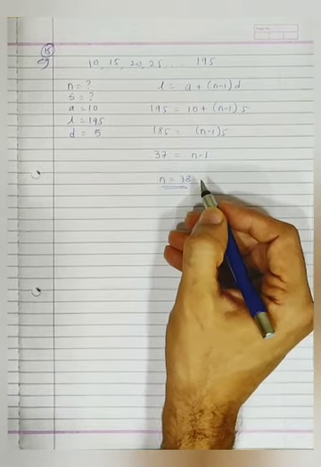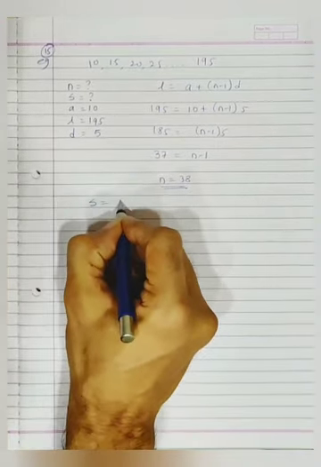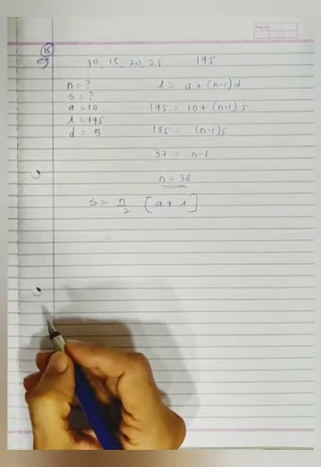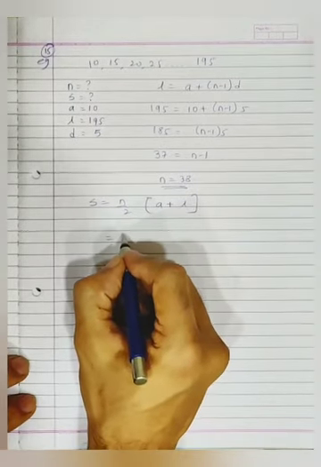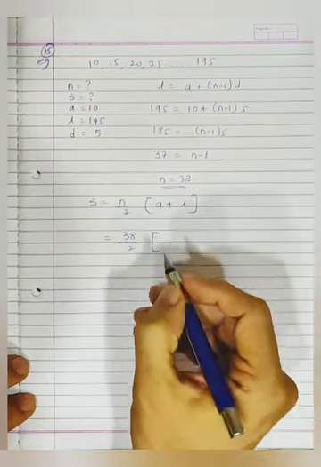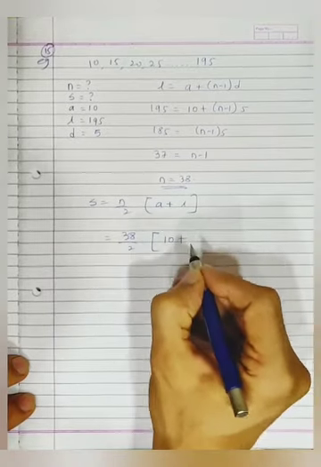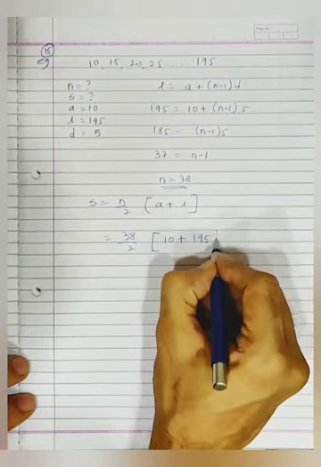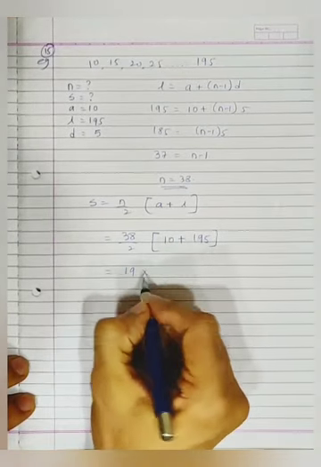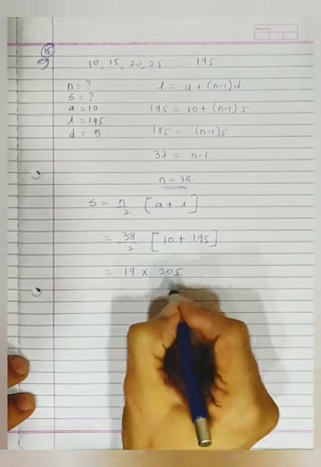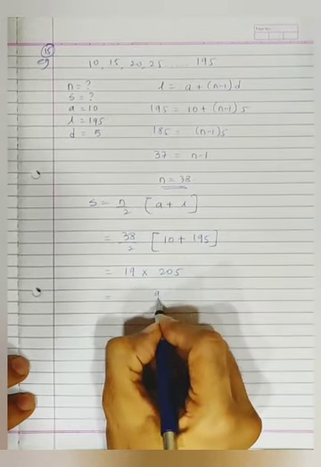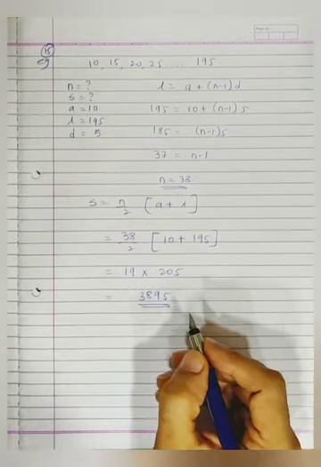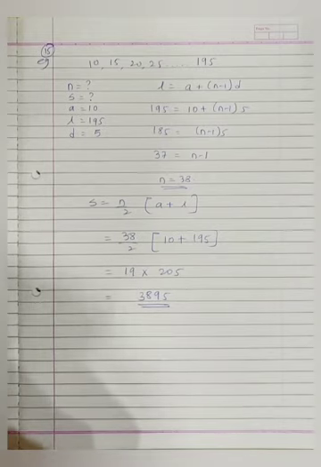Now you have to find the sum of observations. So S is equal to n upon 2 in brackets A plus L. I can use this formula this time. What is n? 38 upon 2. A is how much? 10. L is how much? Given to us 195. Now 38 upon 2 is 19 and 195 plus 10 is 205. So 19 5s are 95, 19 2s are 38. 3895 is the answer. Okay.